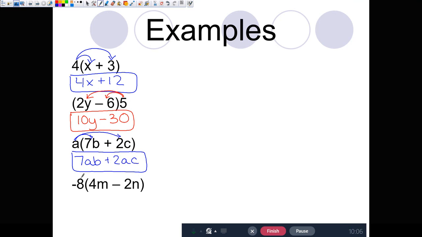Okay. Negative 8 times 4n. Negative 32n. Negative 8 times negative 2n. It's two negatives, so it's going to be positive 16n.